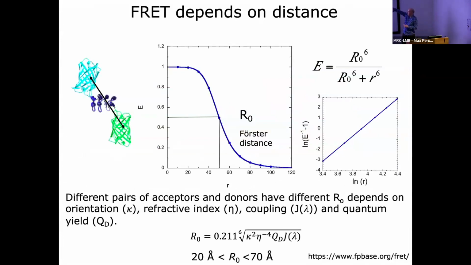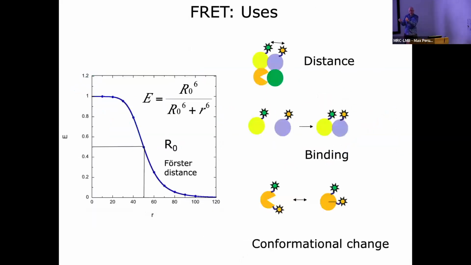And so each pair of donors and acceptors has a specific R naught, where you get 50% of the transfer. And that depends upon coupling constants, refractive index and orientation. But typically you're looking at between 20 and 70 angstroms. So you can actually use these as molecular rulers to look at distances between things. Or alternatively, you could use it for, say, binding of two things together if you have different fluorophores, or you could look at conformational changes.